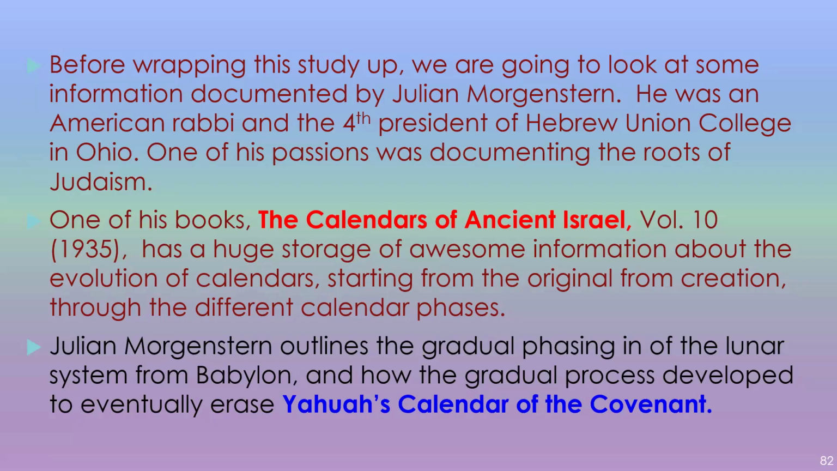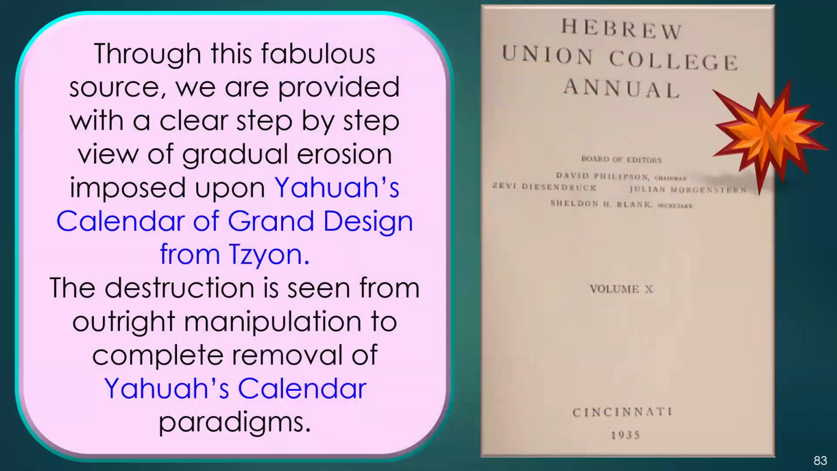Julian Morgenstern outlines the gradual phasing in of the lunar system from Babylon and how the gradual process developed to eventually erase Yahuwah's calendar of the covenant. Through this fabulous source, we are provided with a clear step-by-step view of the gradual erosion imposed upon Yahuwah's calendar of grand design from Zion. The destruction is seen from the outright manipulation to complete removal of Yahuwah's calendar paradigms. That's a picture of the opening page on the book.